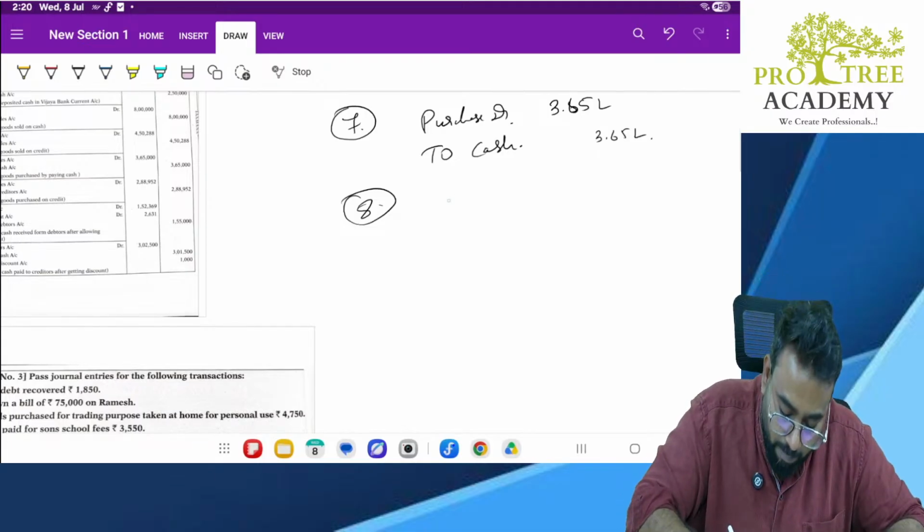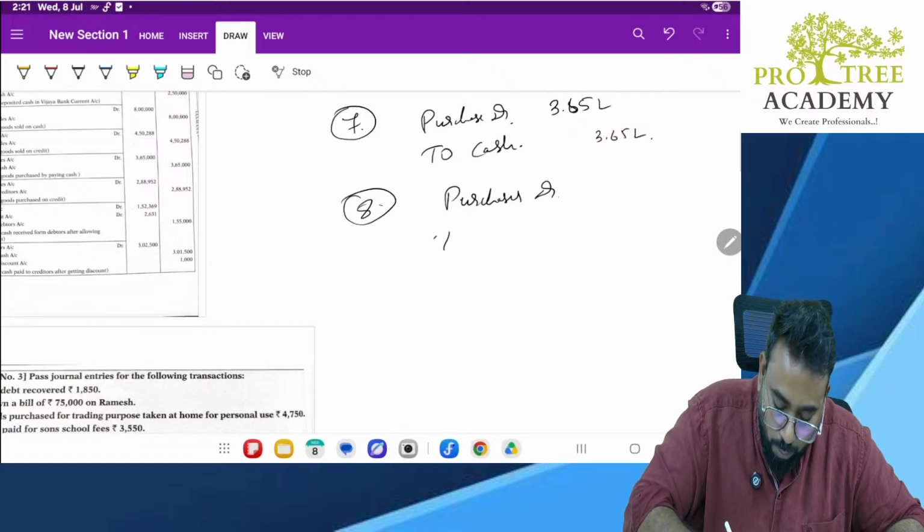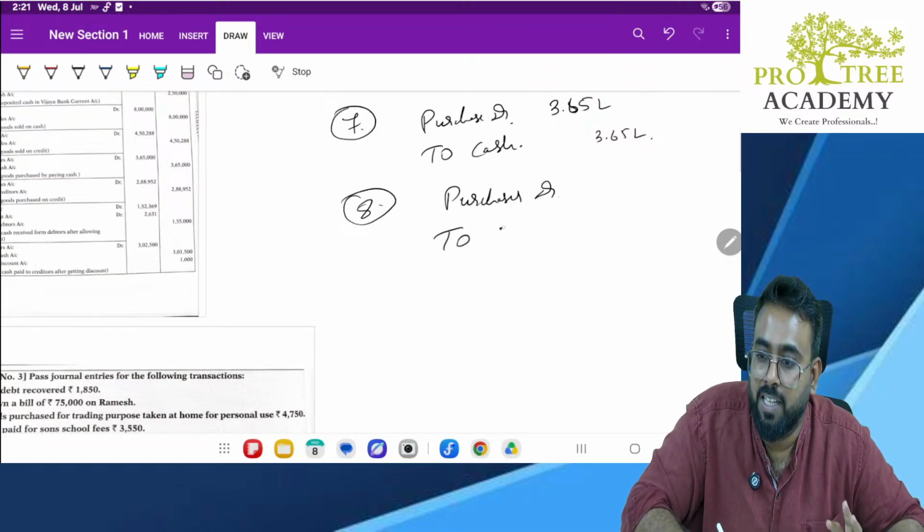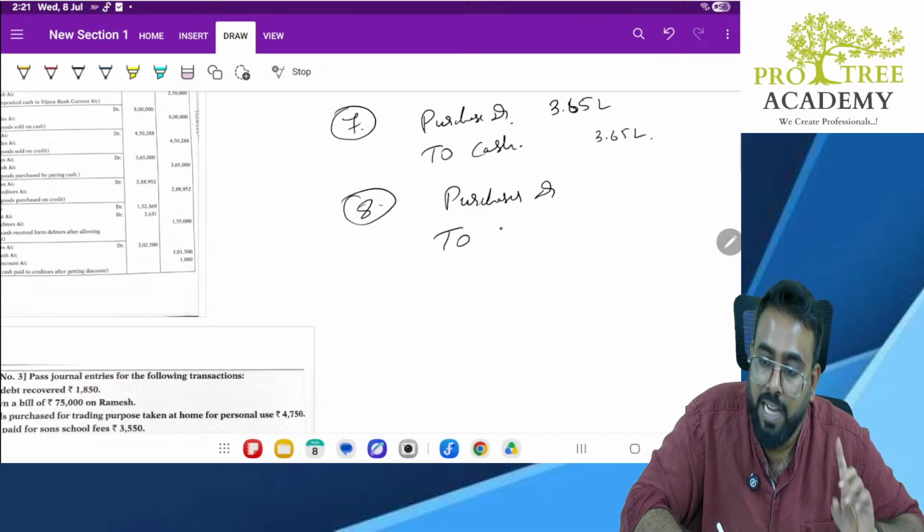So what is the entry? Purchase anyhow is an expense. Correct or no? To, instead of cash, we will write creditors or trade payables. Who are trade payables or creditors? It is a liability. When liability goes up, it will be credited.